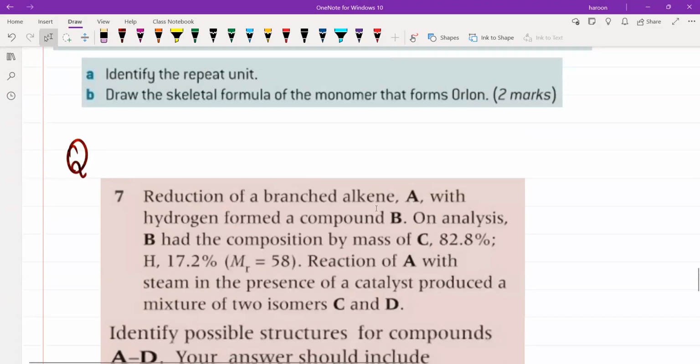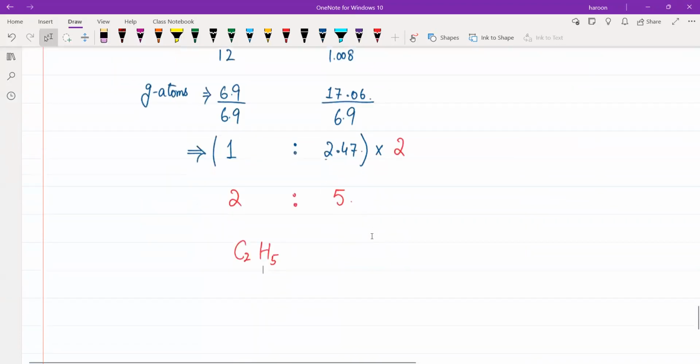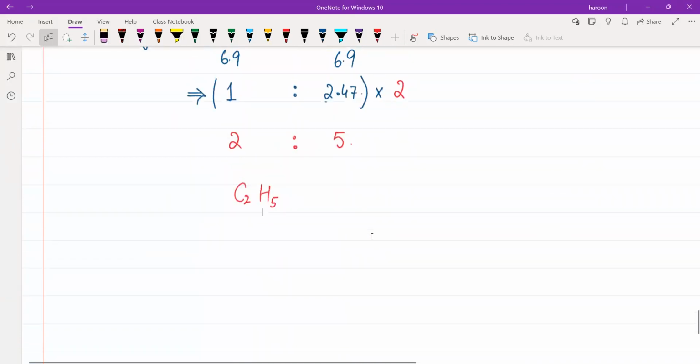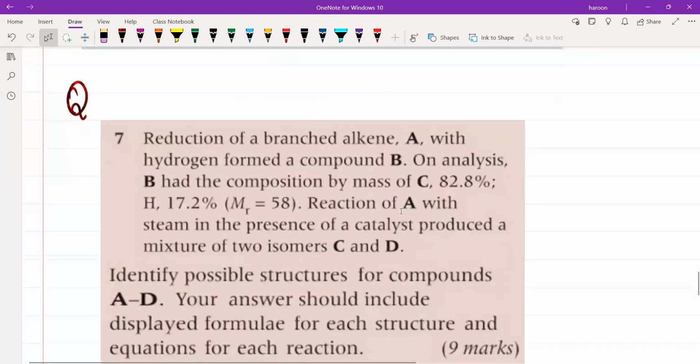Reduction of a branched alkene A with hydrogen. So we are doing a reduction. Which type of compound can be formed by the reduction of a branched compound? That's very interesting to understand. Reduction of a branched compound A.